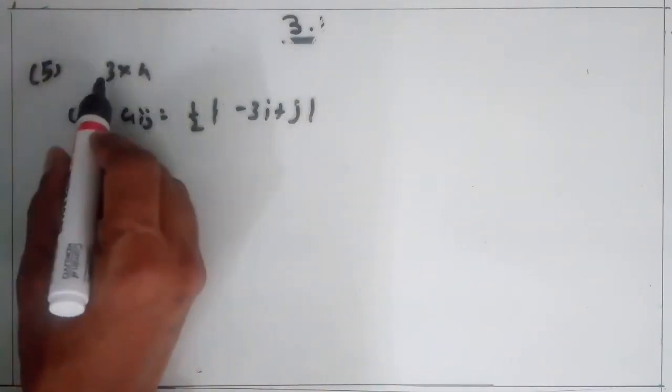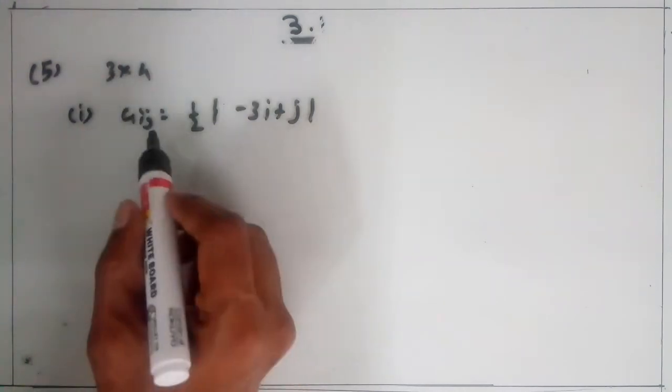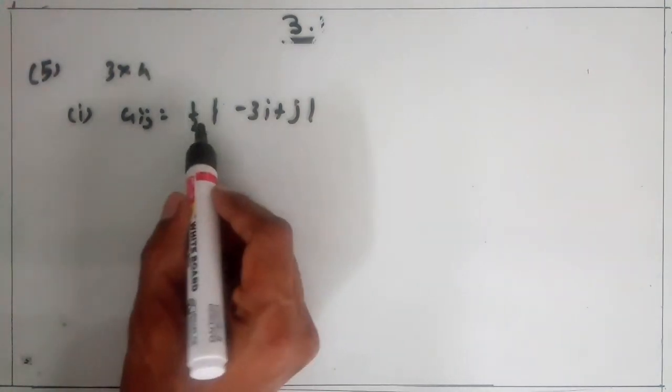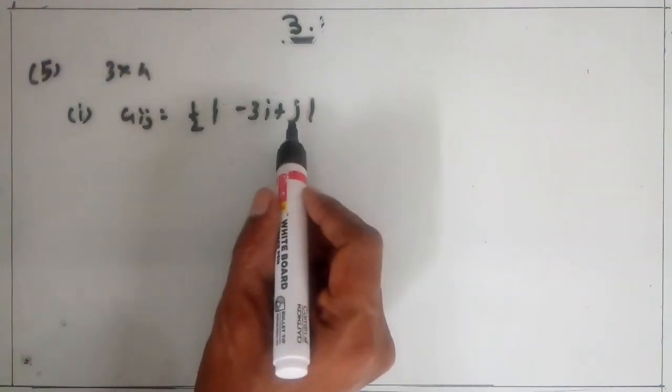Question number 5. Find a 3 cross 3 matrix whose elements are given by Aij is equal to 1 by 2 mod of minus 3i plus j.